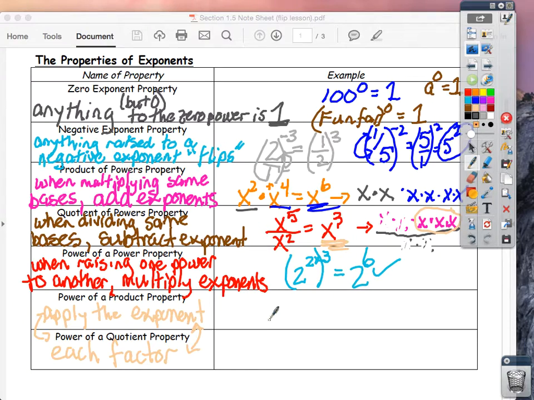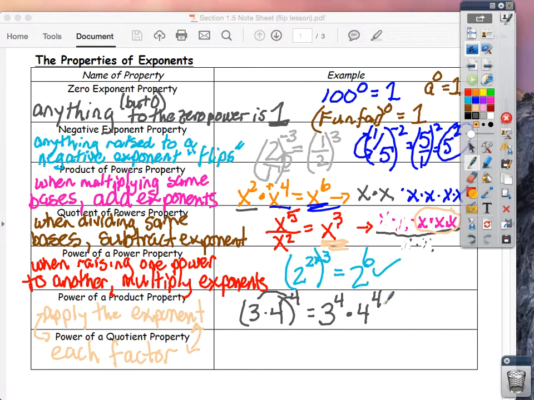So power of a product property. Let's say you had in parentheses 3 times 4, all raised to the 4th. You're going to raise the exponent to each factor. So the 3 and the 4 inside the parentheses are the factors. So it's going to be 3 to the 4th times 4 to the 4th.